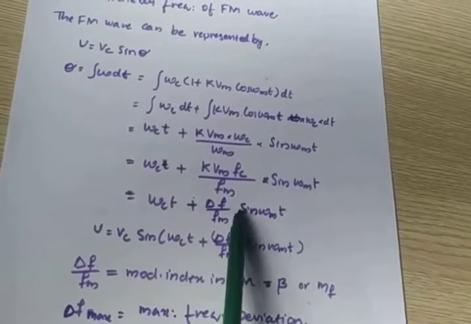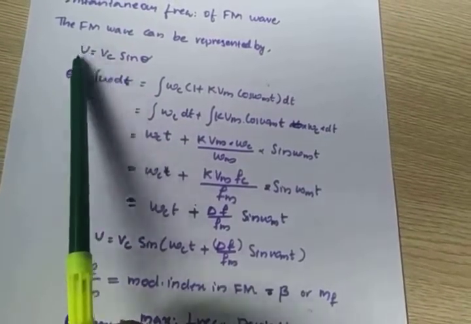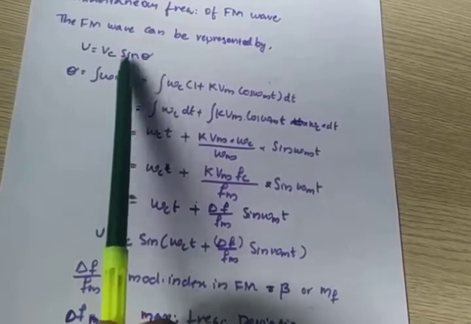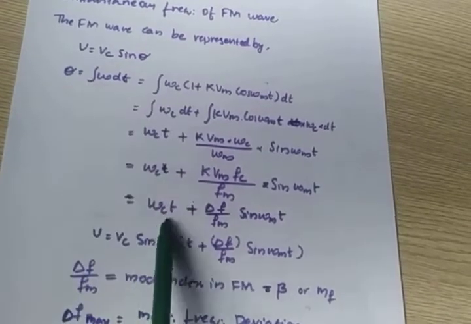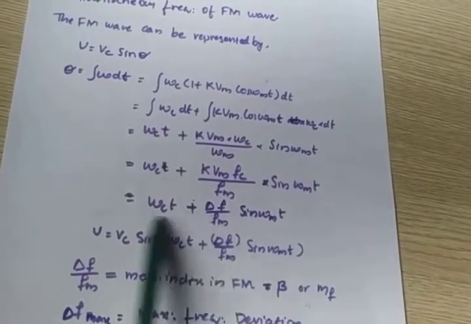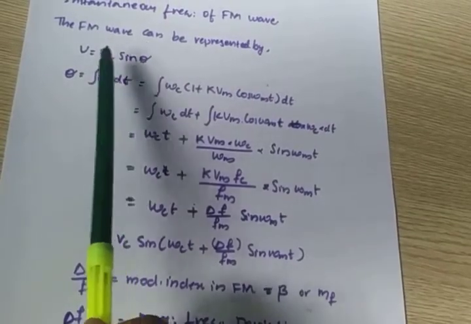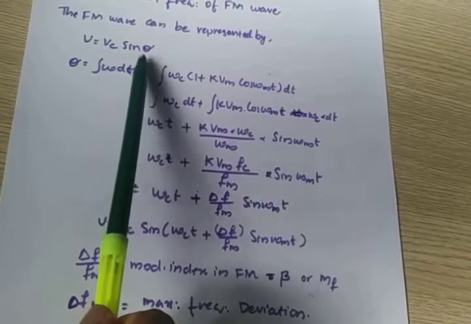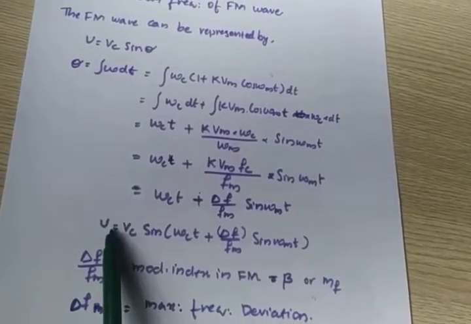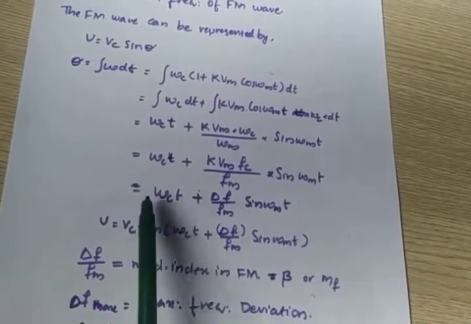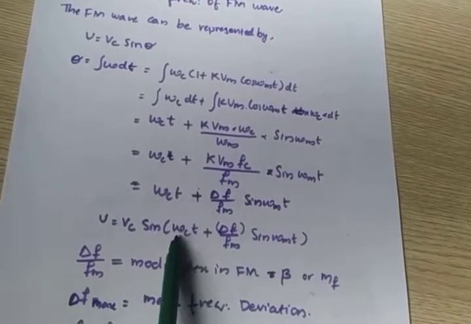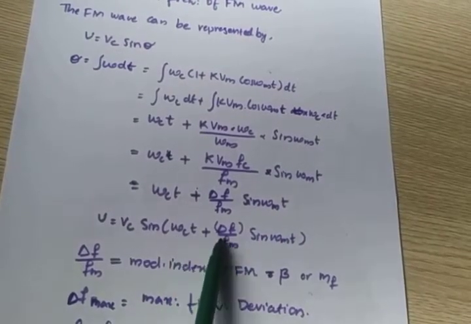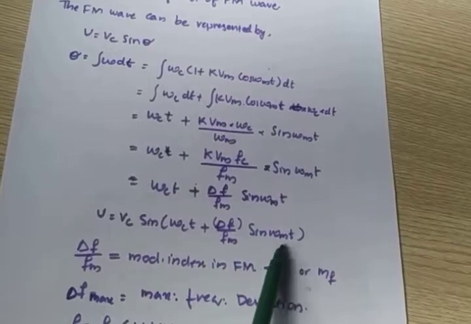Now substitute the value of theta in this equation, then you will get v equal to Vc sin theta. You find the value of theta like this, substitute it into this equation and you will get V. Theta is nothing but this only. So V equals Vc sin of omega c t plus delta f by fm sin omega m t.